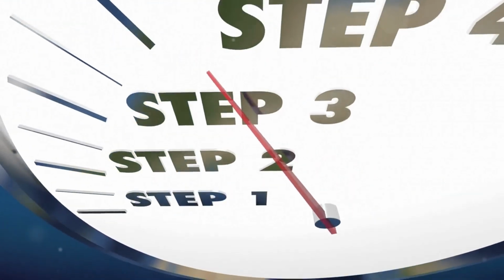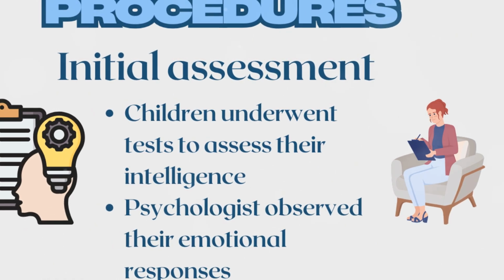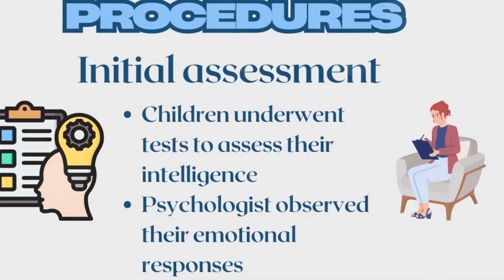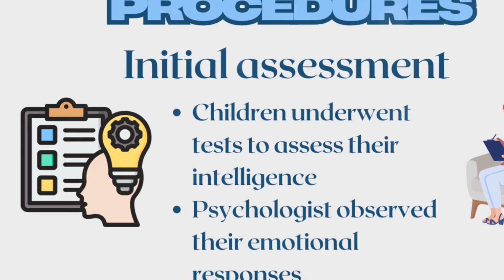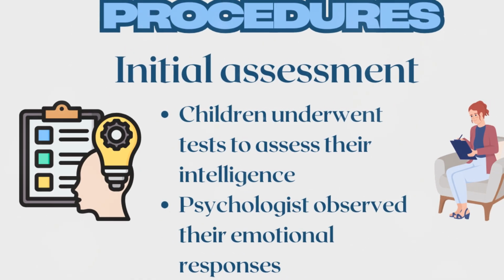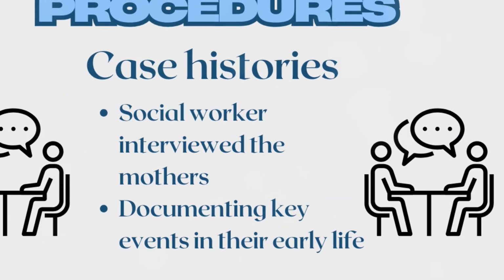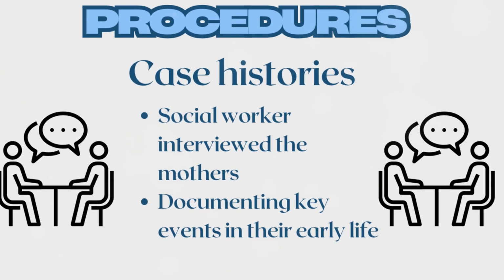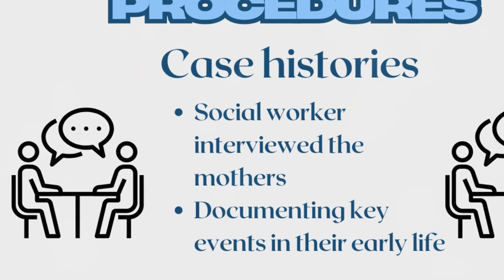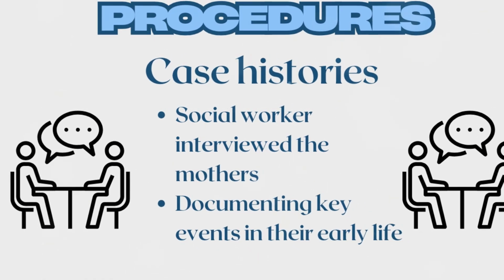Bowlby's process was thorough, involving multiple steps. Initial assessments: upon referral, the children underwent mental tests to assess their intelligence. A psychologist observed their emotional responses during these tests. Case histories: while the children were being tested, a social worker interviewed the children's mother, documenting key events in their early life, particularly any separation from their mother or mother figure.